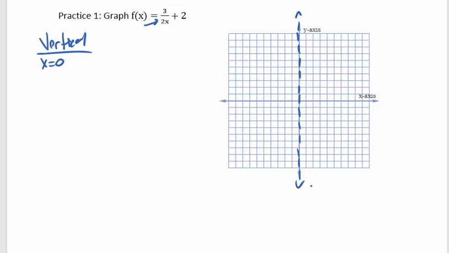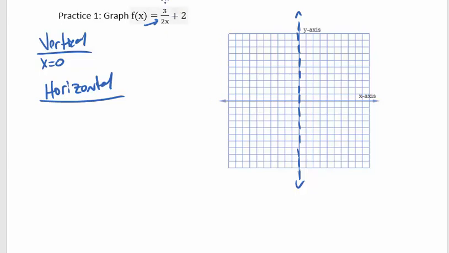All right, now let's take a look at our horizontal or slant. So horizontal only occurs if the two degrees are the same or the denominator has a higher degree than the numerator. And if we look here, that's the scenario that we have. The denominator is a higher degree than the numerator. There are no x's up here, but we do have this denominator there. So at this point we're going to have a horizontal asymptote.